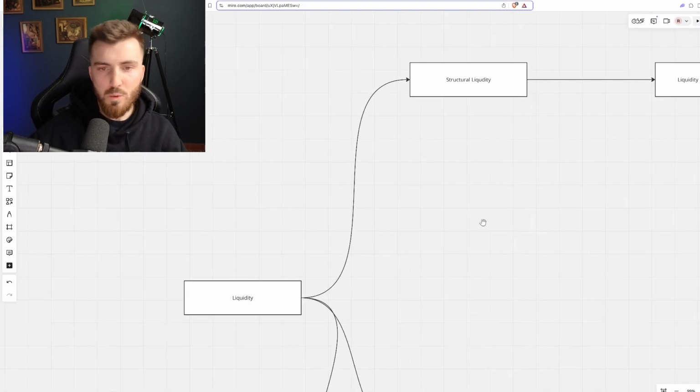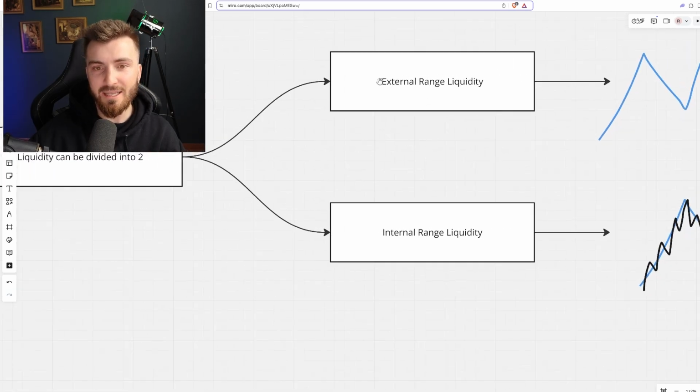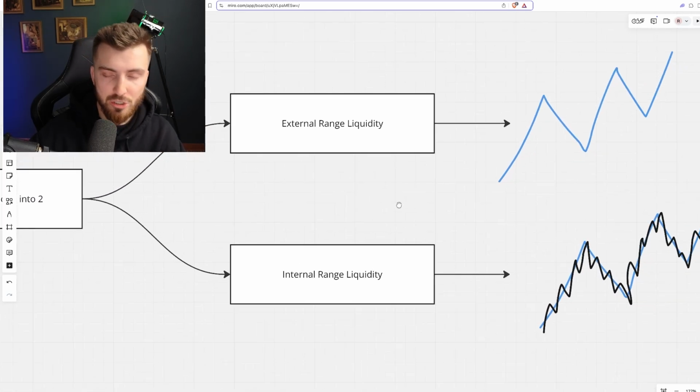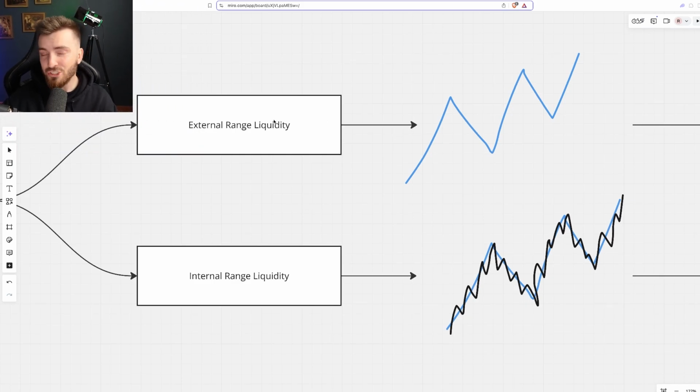But first, we have to understand liquidity itself, structural liquidity, because liquidity can be divided into two. It's external range liquidity and internal range liquidity. Just like we talked about the fact that the market structure is external market structure and internal market structure, the same thing happens with liquidity. And who would have thought they actually correlate, because external range liquidity is going to be at the areas of external market structures. So you can see right here, these are going to be the areas of external range liquidity.